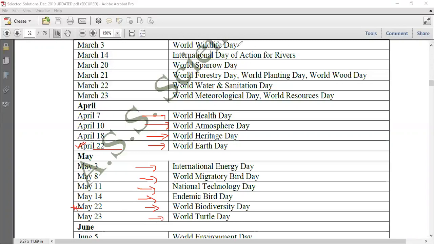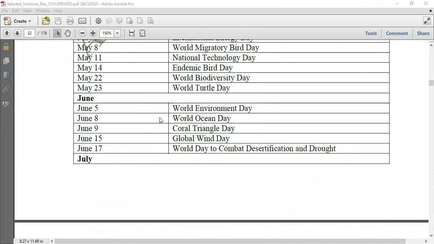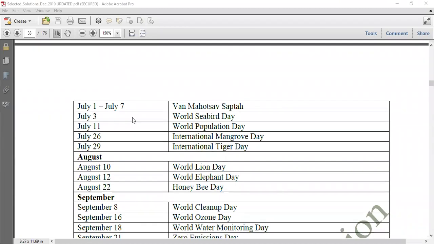Then we come to June. In June, 5th June is World Environment Day, which is also important. Then 8th June is World Ocean Day. Then we have Coral Triangle Day, June 9. June 15 is Global Wind Day. Then June 17, which is also important, World Day to Combat Desertification and Drought. These are some of the more important days.